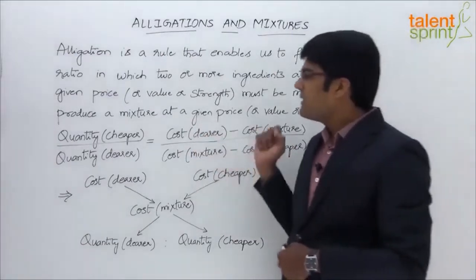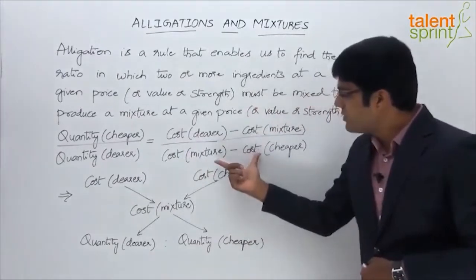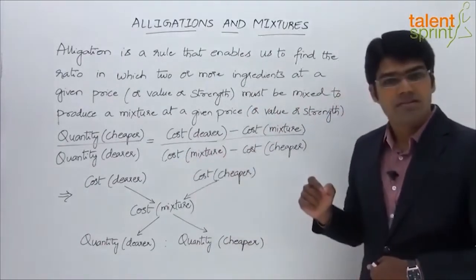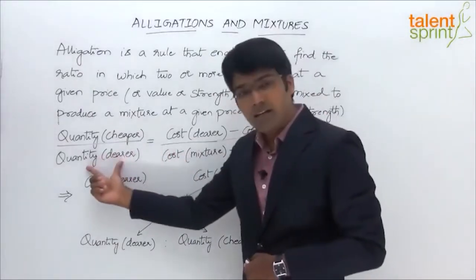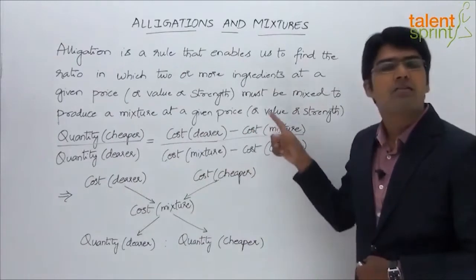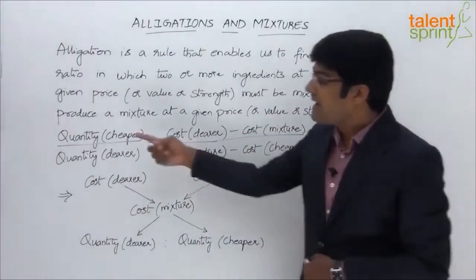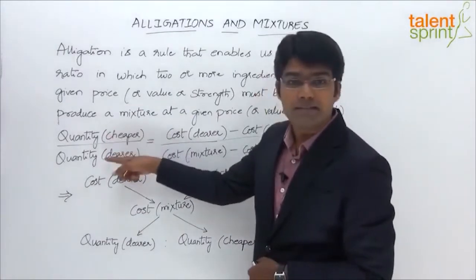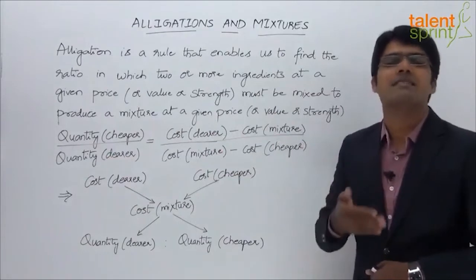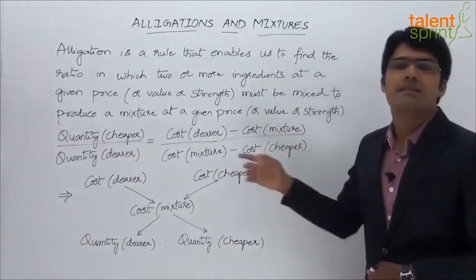So as you can see from the given equation, the quantity of cheaper quality is inversely proportional to the difference of the cheaper quality cost and the mixture cost. Likewise, the quantity of dearer quality is also inversely proportional to the difference of the dearer cost and the mixture cost. So this equation can be used to find out the ratio of the quantities when the cost of the two quantities, that is the cheaper cost and the dearer cost, and the cost of the mixture, which is nothing but the mean cost, is given to us.